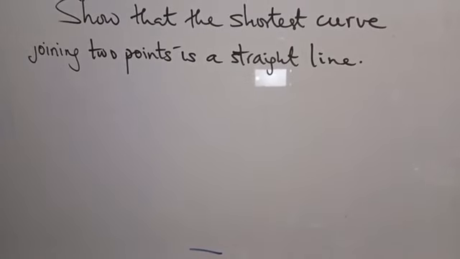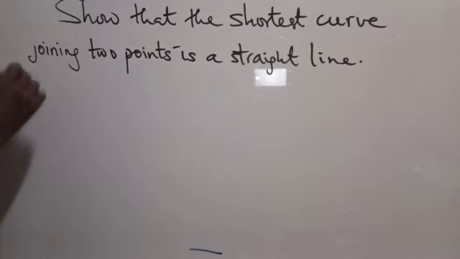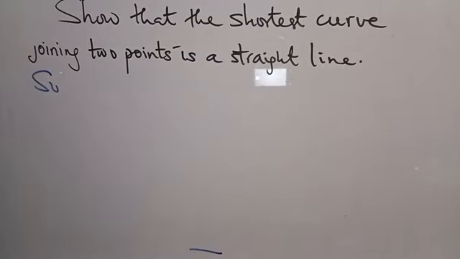In this video, we want to show that the shortest curve joining 2 points is a straight line. So we want to use the concept of the Euler-Lagrange equation to get the shortest curve joining 2 points. Now, we want to show that the shortest curve joining the 2 points is a straight line. So how do we solve this?